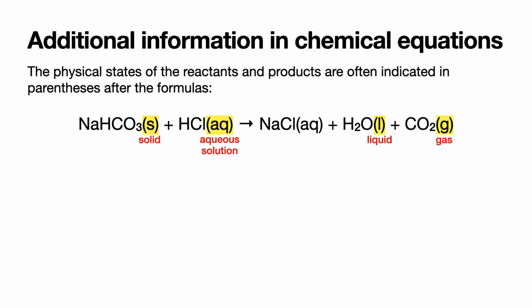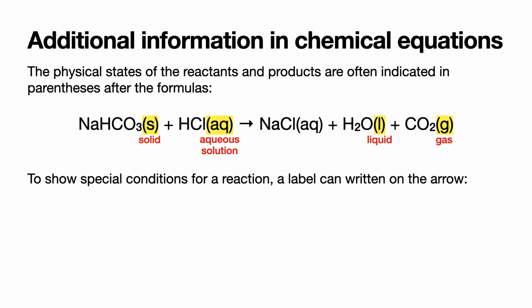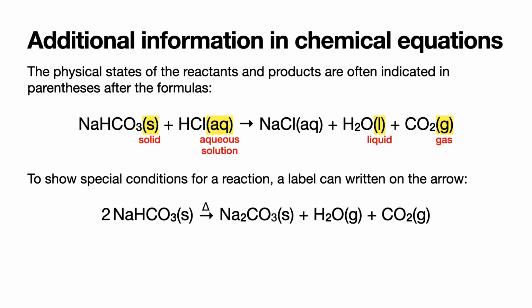Another piece of information that is sometimes included when you write a chemical equation is, if you want to emphasize special conditions for a reaction, you can label those conditions on the arrow. Probably the most common example of that is shown here, where 2 moles of sodium bicarbonate are heated to decompose into sodium carbonate plus water vapor and carbon dioxide gas. And if we want to emphasize that this reaction takes place under heating, we can write a little triangle over the arrow.